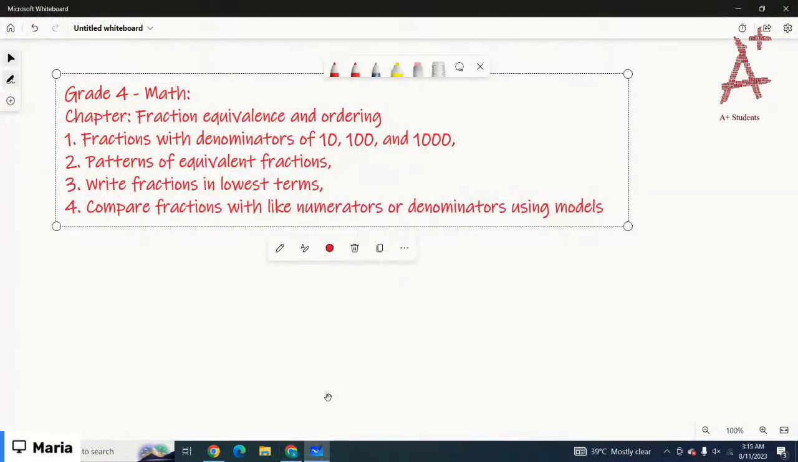Sorry for the late session because my laptop is not working properly, so I just restarted everything, and that's why it took some time.